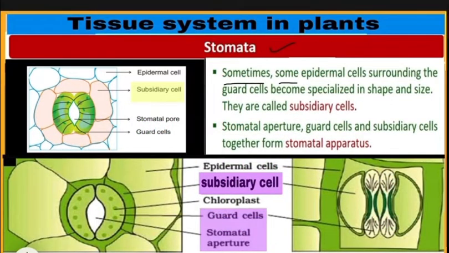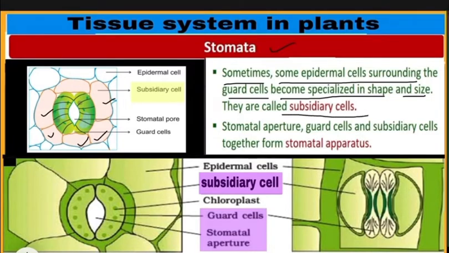Sometimes some epidermal cells surrounding the guard cells, you can see here, these are the epidermal cells which are surrounding the guard cells. They become specialized in shape and size and they are called as subsidiary cells. So these are subsidiary cells. Stomatal aperture, guard cells and subsidiary cells, they together form the stomatal apparatus. So number 1, number 2, number 3, they together form the stomatal apparatus.